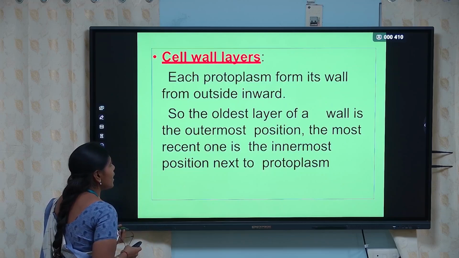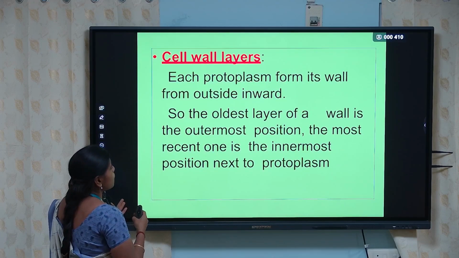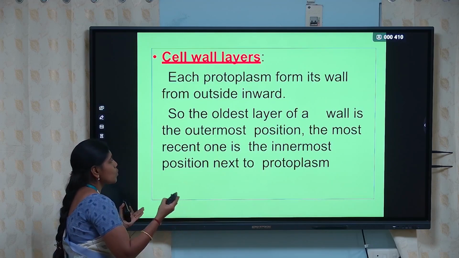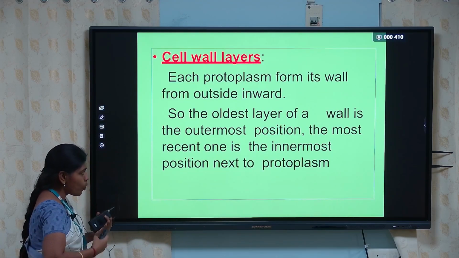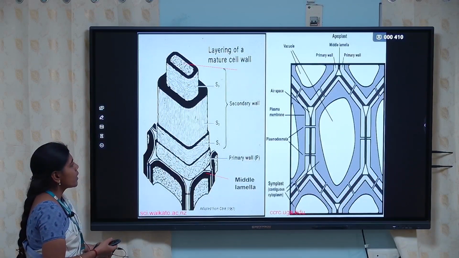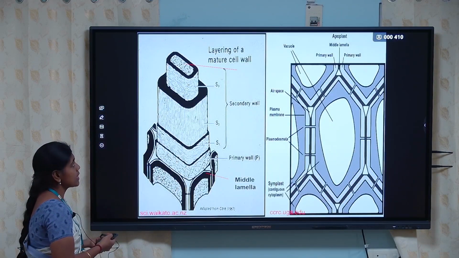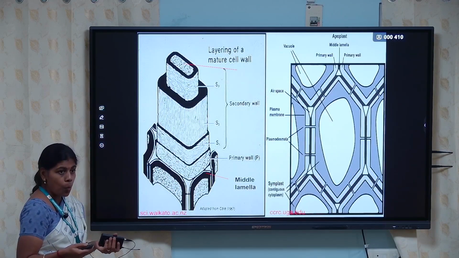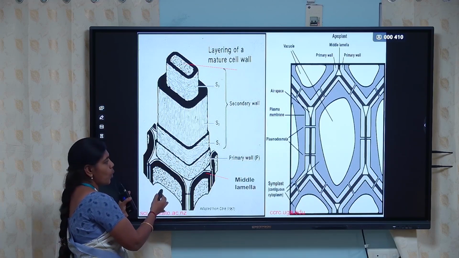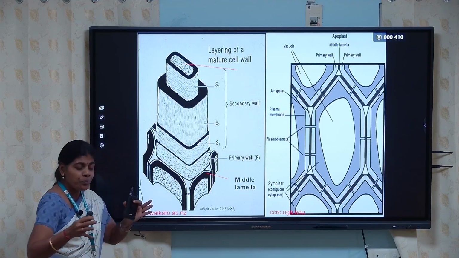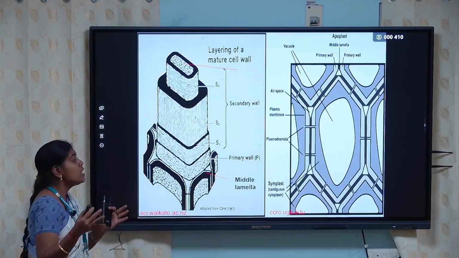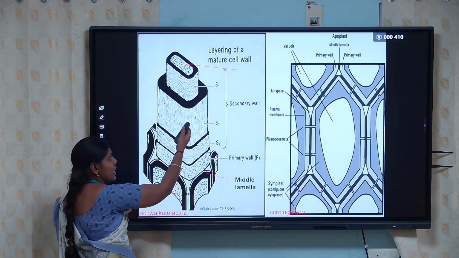And the cell wall layers: the protoplasm forms its wall from outside to inward, so the oldest layer is in the outermost position and the innermost is the young one. So here are the secondary layers, the secondary structure of the cell wall. Now we have completed the primary wall, and now it is the secondary wall. In the secondary structure there is a very beautiful arrangement of cellulose microfibrils. So how is it arranged? S1, S2, S3.